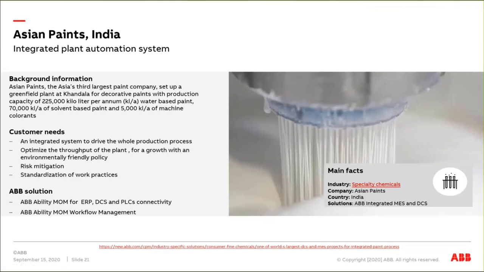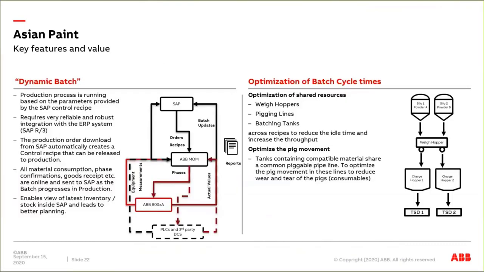Next slide, please. And now we're going into a little more detail on the solution. You can see here on the screen a simplified draft of the data flow, just to show how it works. And as mentioned, all data comes from SAP down to the MOM and then is sent to the various asset control systems in the plant.